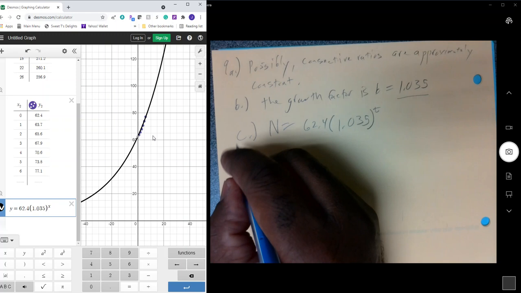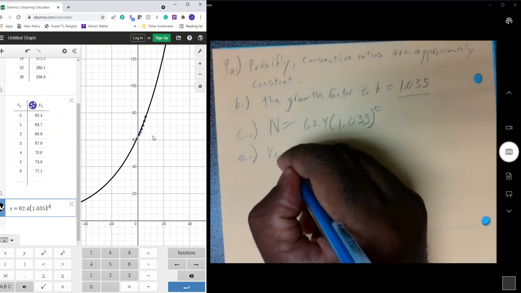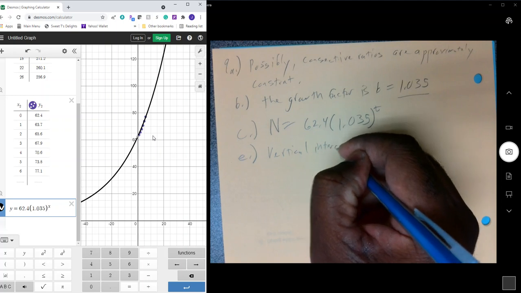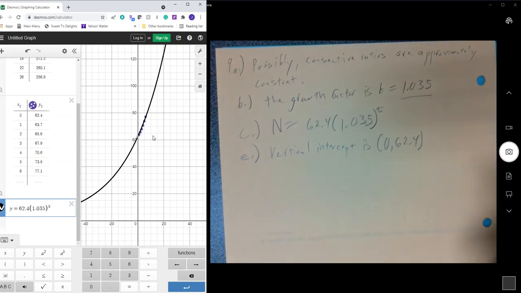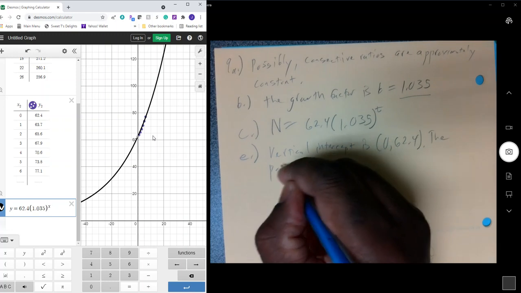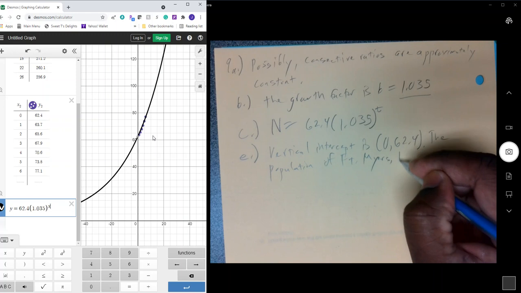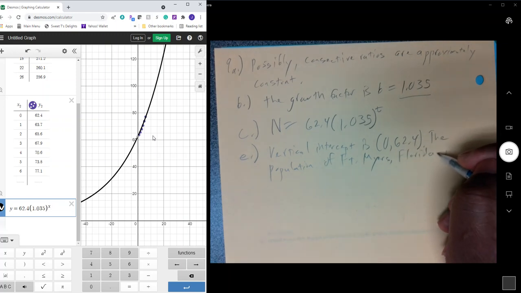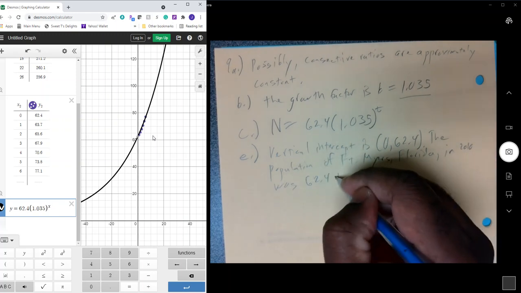Okay, now that's D. So E, it says, what is the vertical intercept? What is the practical meaning of the intercept in this situation? The vertical intercept is the y-intercept. So we could say the vertical intercept is 62.4. And what it means is the population of Fort Myers, Florida, in 2010 was 62,400 people.